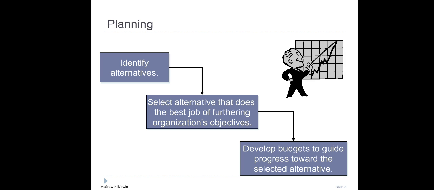So in accounting, the thing that we use to do planning is budget. If you take business courses, you will learn many planning strategies. But in accounting, when we say planning, we most of the time use or refer to budget.